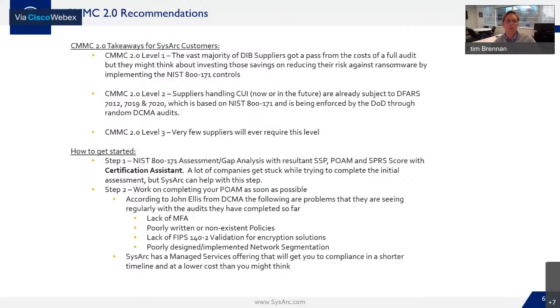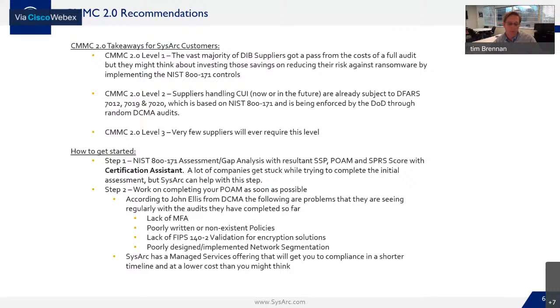And then CMMC 2.0 level 3, again, that's maybe 5%, or less, according to DoD, of suppliers that will fall under that category. And if you're in that category, you know who you are already, and you're probably already very secure, and you've gone down this path. So the majority of people we talk to are the ones that are handling CUI and would normally need to be at CMMC level 2.